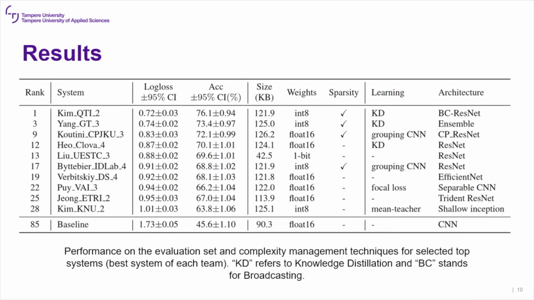In this table are displayed the top 10 teams' best system of each team, ranked based on the log loss. If systems were ranked by accuracy, their order would change. For example, the top 3 ones will keep their spot, but teams 12th and 17th will move up a bit. The highest accuracy for the classification was 76.1% for the system of QTI.